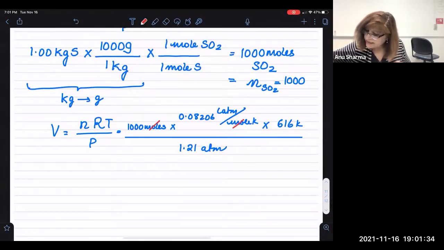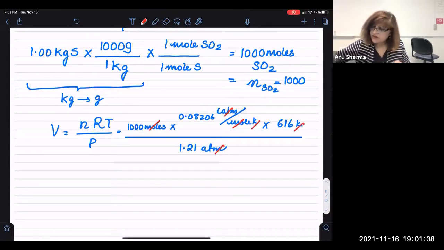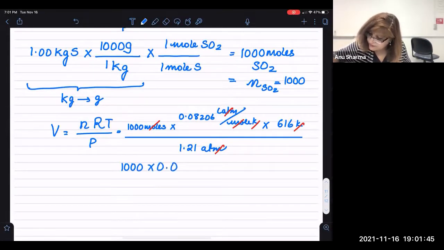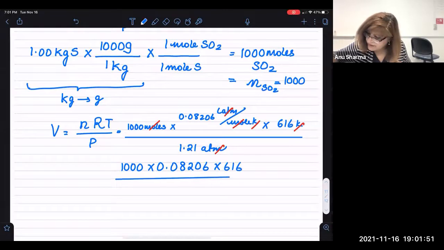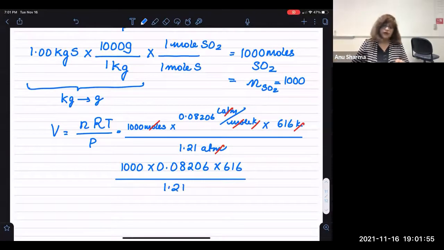Okay, so moles and moles cancel out, atm and atm cancel out, K and K cancel out. So now you are left with 1000 times 0.08206 times 616, divided by 1.21. So what do you get here?